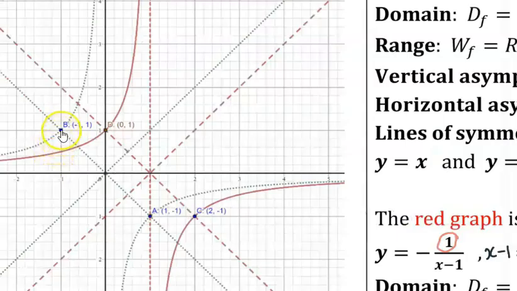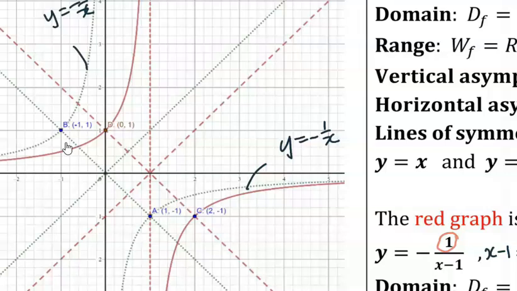If we now look again at our green graph, remember the green graph is y equal to minus 1 over x. This is the line y equal to x. This is the line y equal to negative x. And then our vertices will lie on the line y equal to minus x. And the same with the red graph. We've seen that this is now y equal to x minus 1, and you can see that it cuts the y-axis. The c value is minus 1.